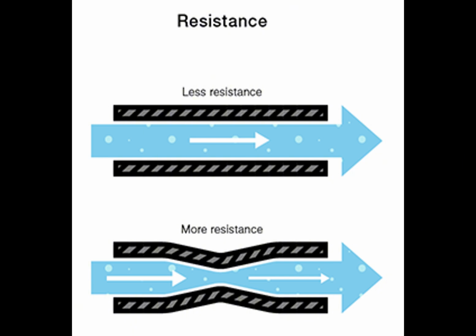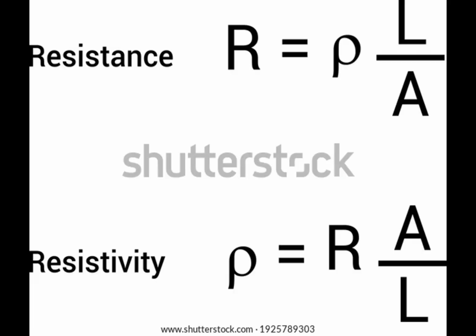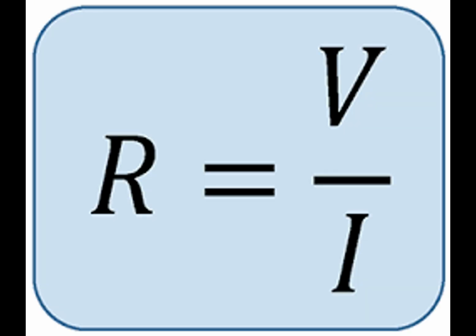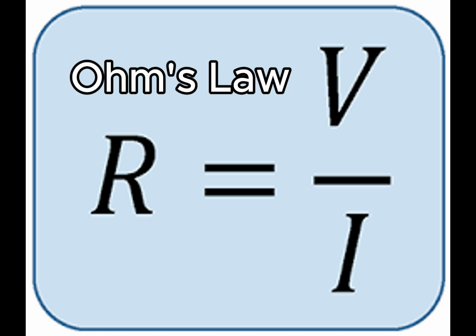However, when traveling in a wire, electrons will meet resistance by the material of that wire. The material itself has something called resistivity, calculated with this formula, and the total resistance the electrons will encounter within the wire can be calculated with this formula. You can also calculate the resistance by dividing the voltage by the current, which is called Ohm's law.